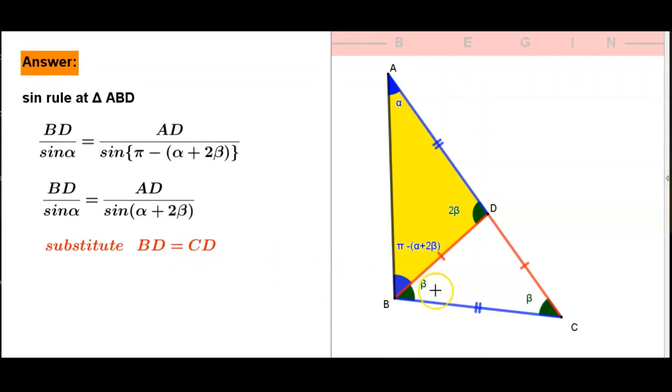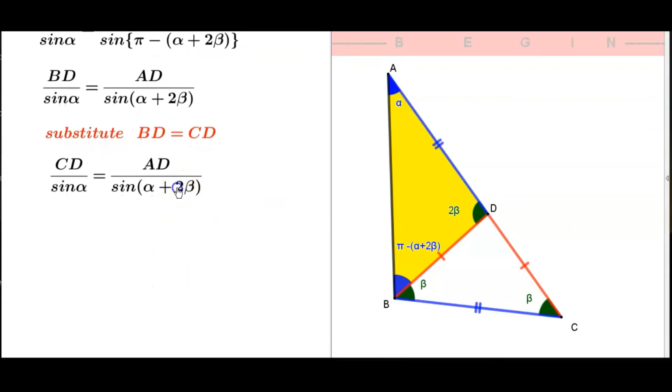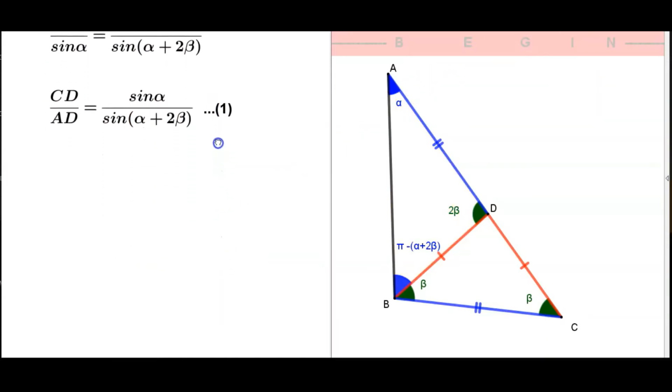Substitute BD is equal to CD. This distance BD is equal to CD, therefore in this BD, I put CD. Therefore, CD over sine alpha is equal to AD over sine of alpha plus 2 beta. So, CD over AD is equal to sine alpha over sine of alpha plus 2 beta. This is equation number 1.